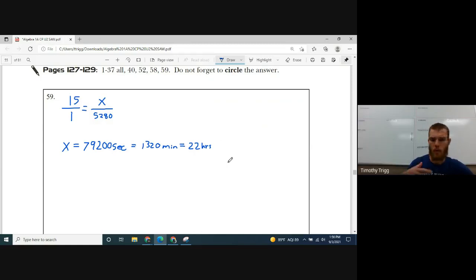Okay. So here we covered a little bit of conversion, right? From seconds to minutes, minutes to hours, and also from miles to feet in the setup. But yes, at this rate, it would take the insect 22 hours to cover 1 mile, which is very, very slow.